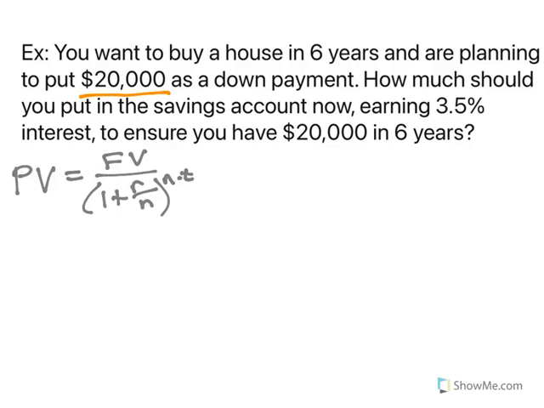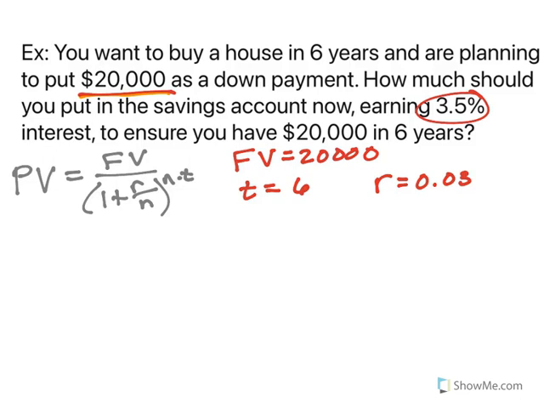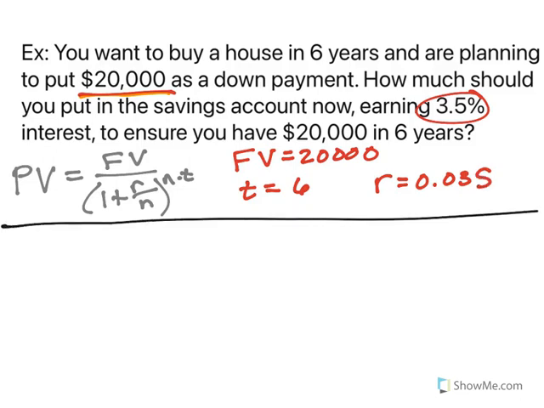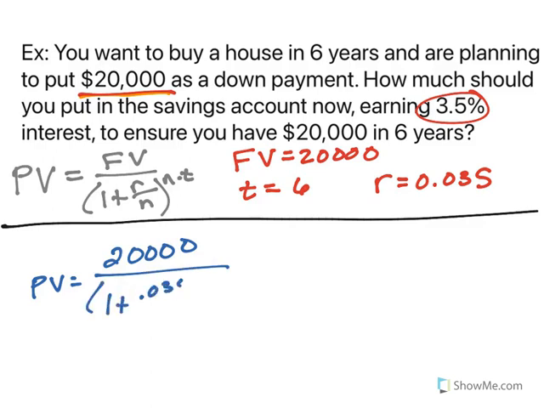So before we do anything, let's go ahead and just see what we have. $20,000 is what we want. That is our future value. If I want $20,000 in 6 years, so T is 6, and my interest rate is 3.5%, which is 0.035 as a decimal. Okay, so now let's plug it into our formula. Present value is the future value over 1 plus 0.035 over 12 raised to the 12 times 6 power.